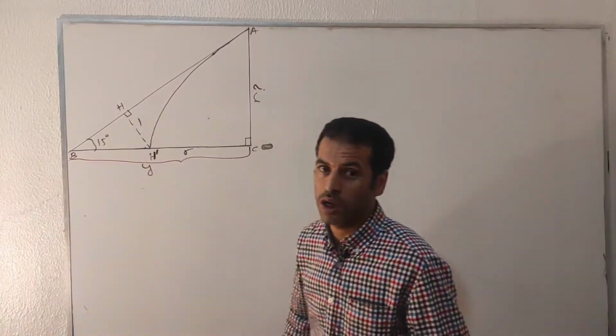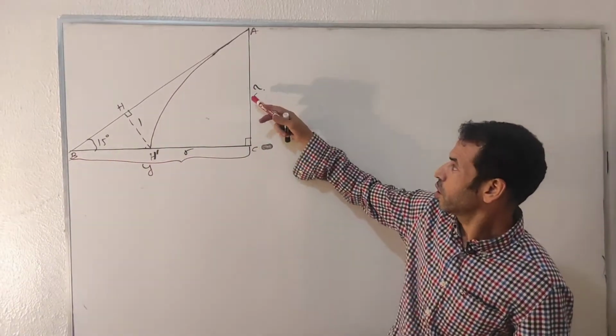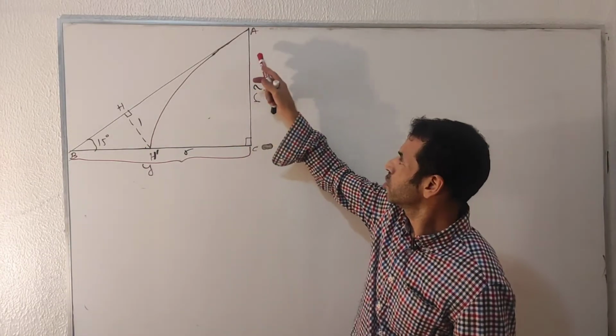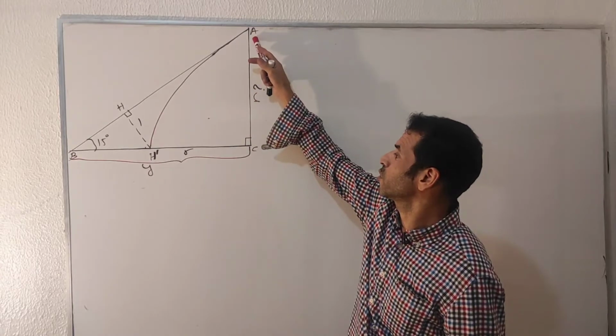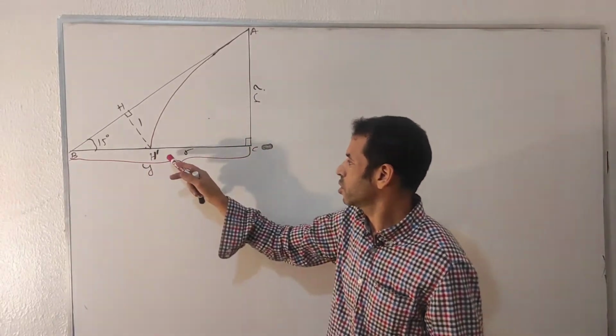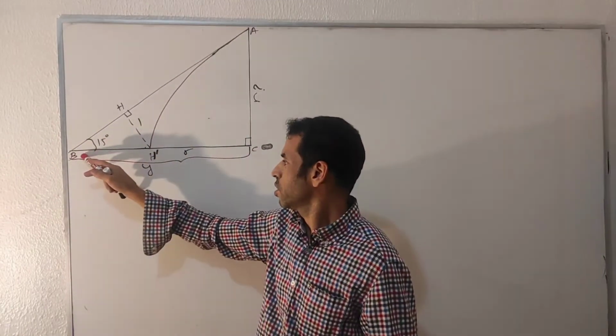In today's video, I have brought you a very nice problem. I have drawn this triangle, a right triangle at the point C, and this quarter of the circle is passing through the point A, and crossing the BC at the point H prime, making an angle of 15 degrees at the point B.